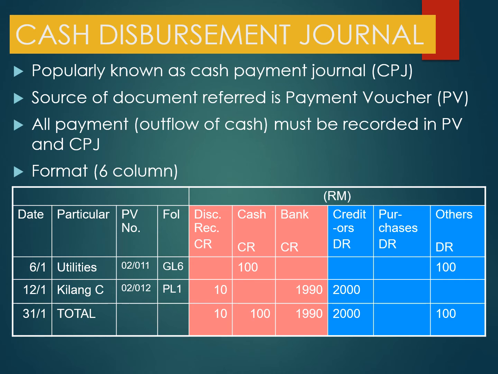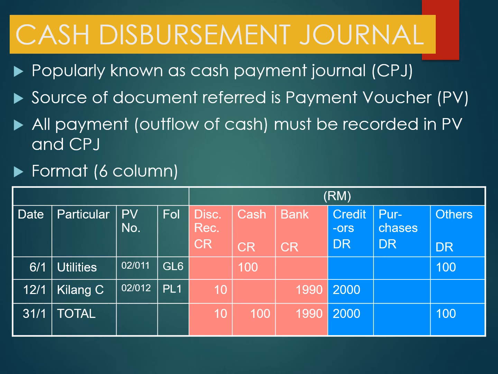Okay, let's say we have an example of paying the utilities, the electricity bills. The date is 6 January. For the particular you put utilities, and the payment voucher reference number. Let's say the utilities have been paid using cash on hand, so you put the amount in the cash column.